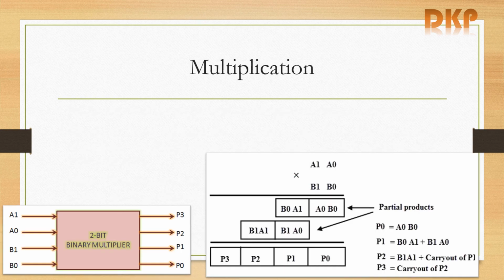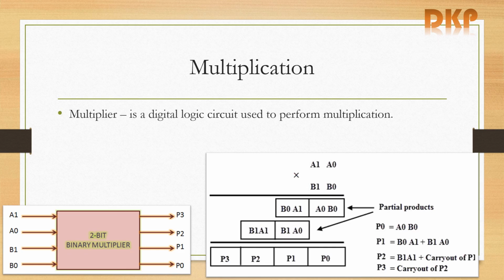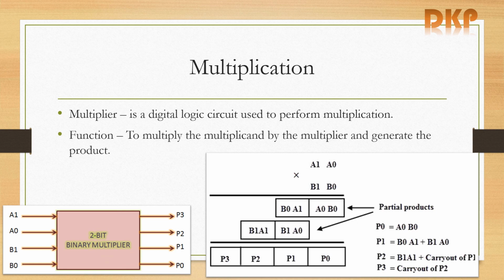The next arithmetic operation is the multiplication. The multiplication can be performed by a digital logic circuit called the multiplier. So what is the function of the multiplier? The function of the multiplier is to multiply the multiplicand by the multiplier and generate the product term. So for example, here you can see a 2-bit binary multiplier. So these are the bits here, A1, A0, B1, B0, and it gives out the output P0, P1, P2, P3.